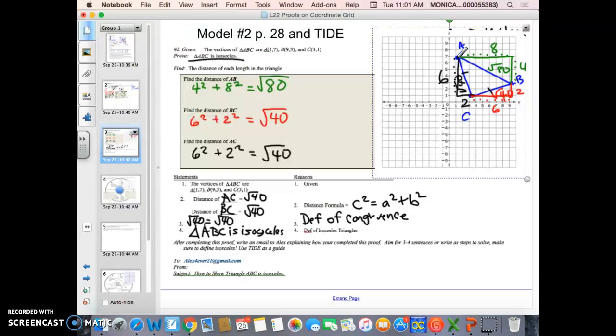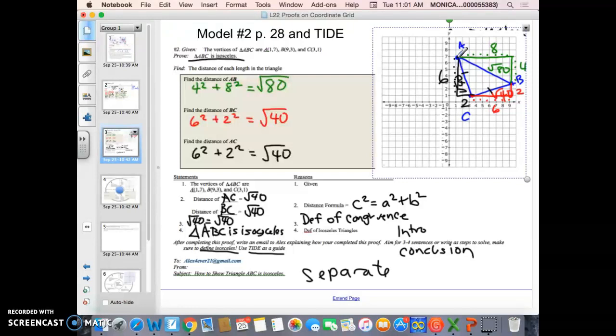Okay, so now that we've completed this proof, you're going to need to write an email to Alex explaining how you completed this proof. You're going to need at least 3 to 4 sentences to write all the steps. So you'll need an intro and conclusion as well. So you're looking at 5 to 6 sentences. And make sure you include the definition of isosceles in your explanation and that you use TIDE as a guide. You need to do this on a separate sheet of paper, and you're going to need to turn it in on separate paper.